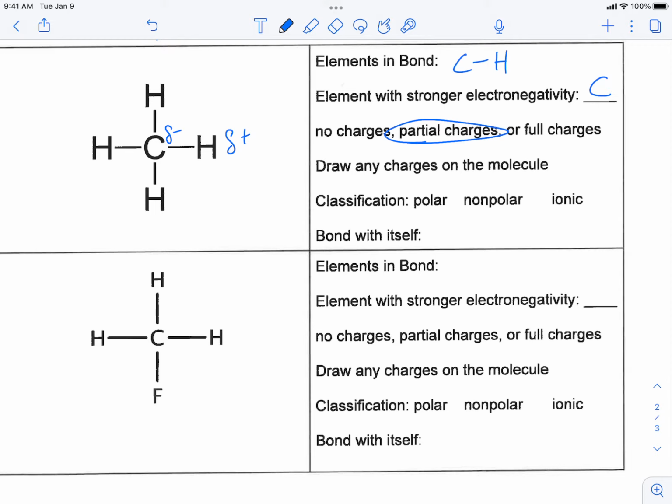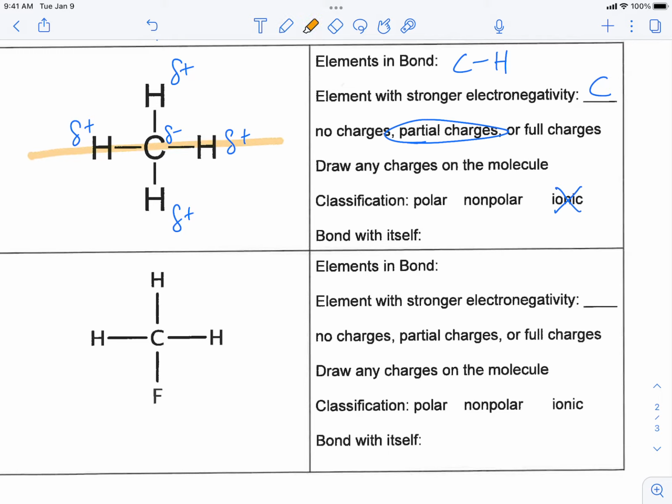Now all of these bonds are the same, so we can put partial positives on the hydrogens for all of them. In terms of classifying the molecule, we want to look at: is our molecule polar or nonpolar? We're not dealing with ionic, because ionic is when you have a metal versus a nonmetal. Here, we are going to look to see, is there one side of our molecule which is more positive and the other side being more negative? Well, that is not the case.